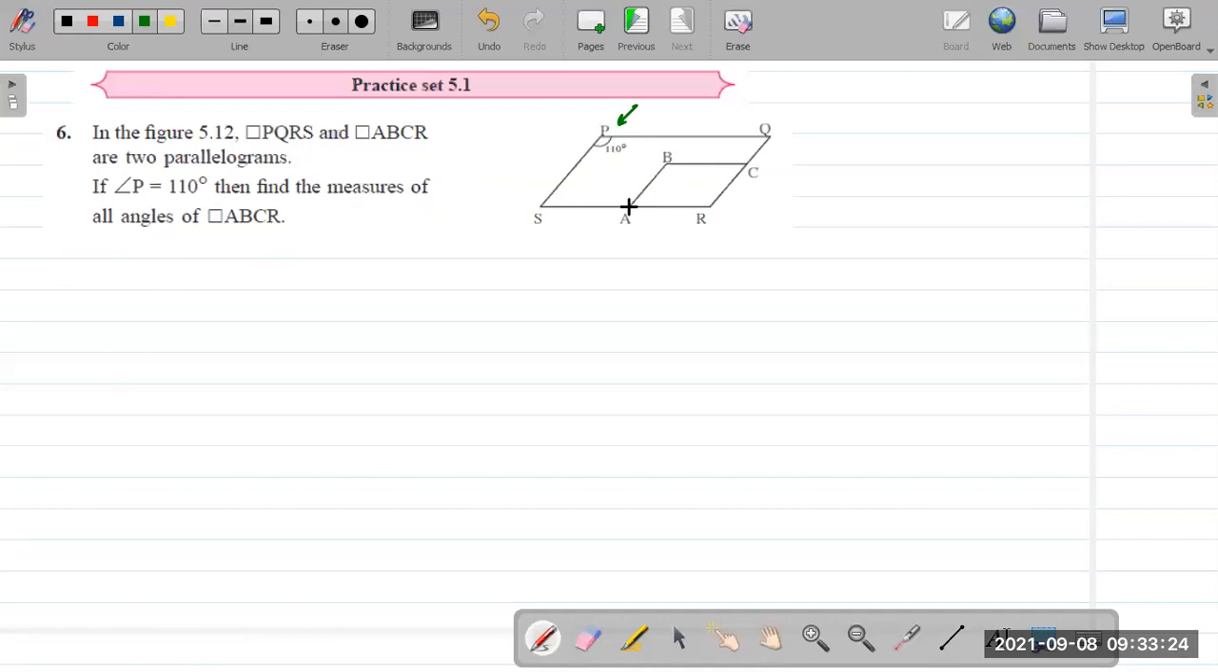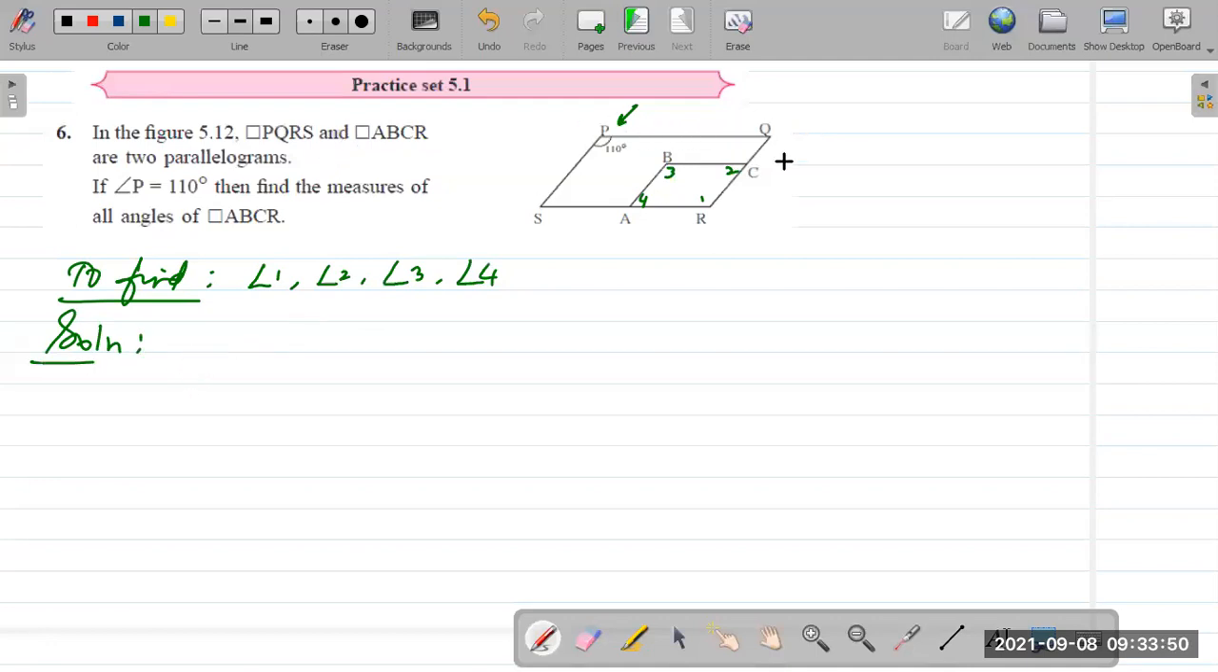of quadrilateral ABCR. Let us write out what we are asked to find. Maybe I can number it. So this is angle 1, this is angle 2, 3 and 4. So we are asked to find angle 1, angle 2, angle 3 and angle 4. All right, and let's begin with the solution.